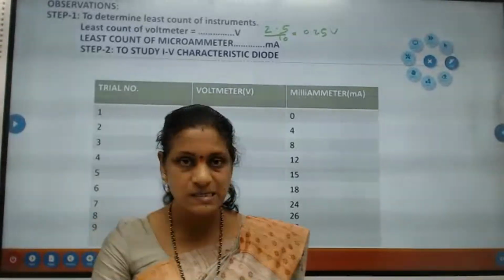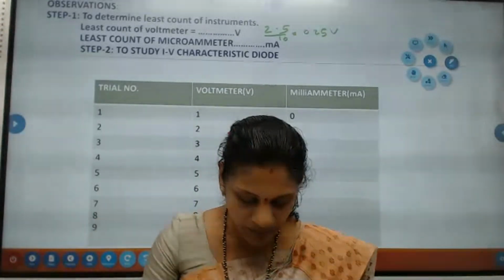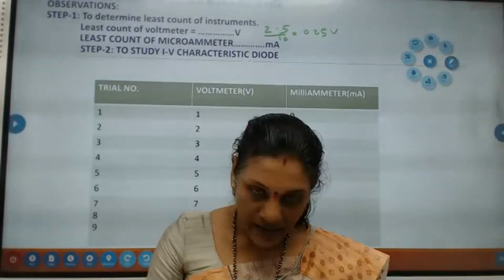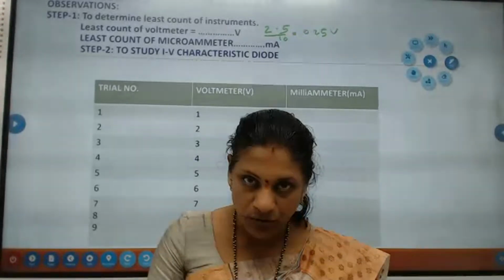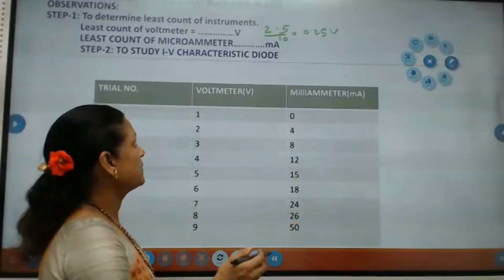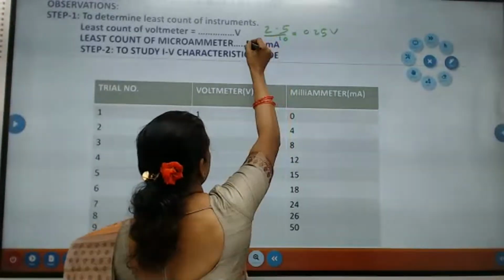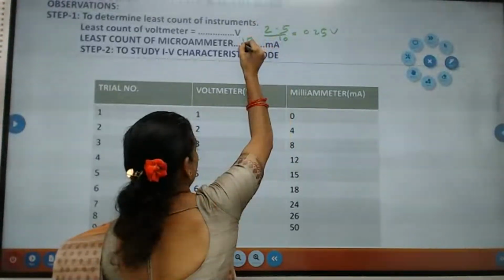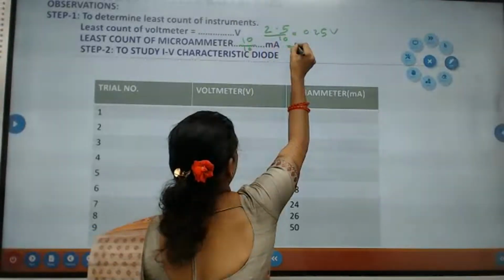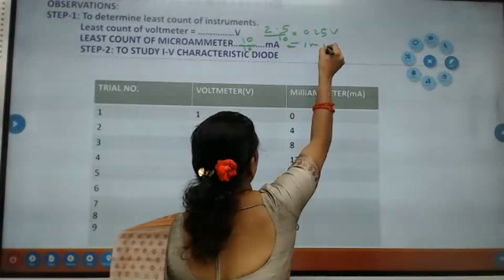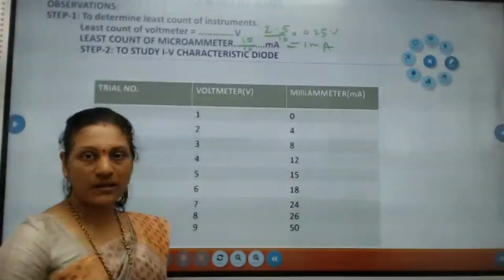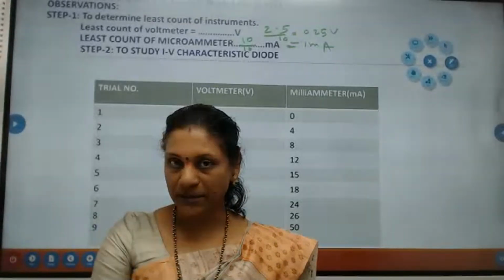If I want to find out the least count of this milliammeter, you observe our milliammeter is from 0 to 50 milliamp. It is also calibrated into 10 lines, with 10 divisions in between. If I divide this, each line value is 1 milliampere, which is nothing but the least count of this milliammeter.